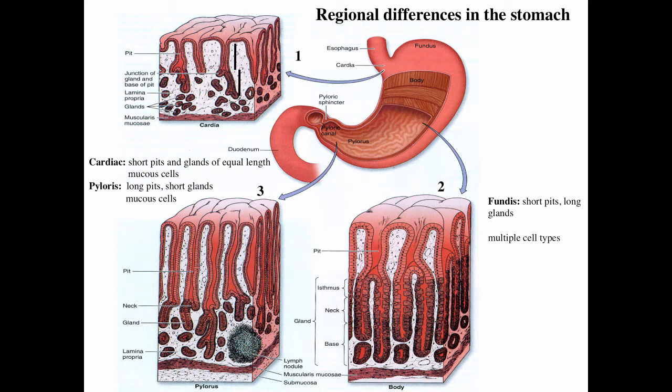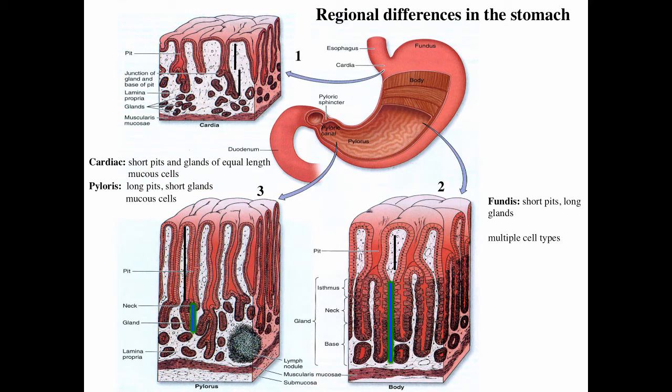And the epithelium consists mostly of mucus cells. The fundus of the stomach has relatively short pits and very long or deep glands. There are multiple cell types that can be identified in the fundus of the stomach. We'll talk about those in a few minutes. And then the pylorus of the stomach has very long pits and relatively short glands. Once again, the epithelium in the pylorus of the stomach is mostly mucus cells.